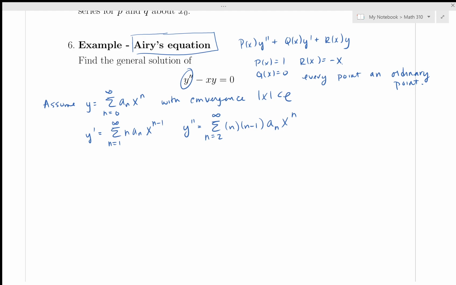Hang on, I'm thinking here. I think something has gone wrong here. This should be n minus 2. I'm taking the derivative here, so I'm bringing down that exponent n minus 1, and I'm reducing the exponent by 1.